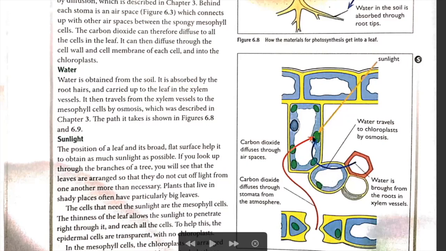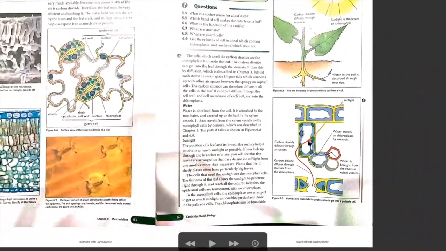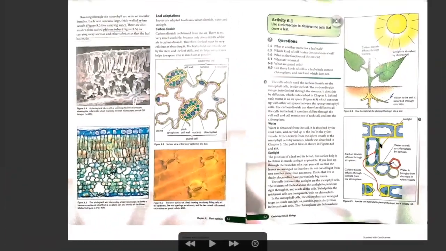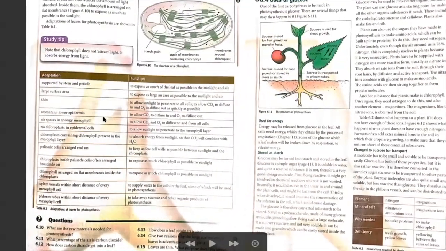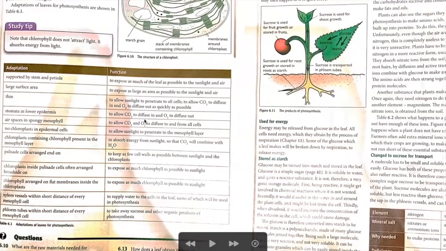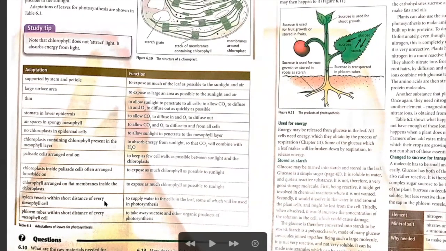Okay, so kalau awak tengok anak panah merah ni carbon dioxide. Anak panah warna biru water. Anak panah warna kuning ni adalah sunlight. So you have all the ingredient required for photosynthesis. Can you understand? Okay guys, so this one, yang ni table ni, it show to you the adaptation.